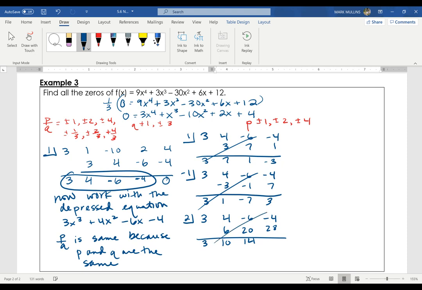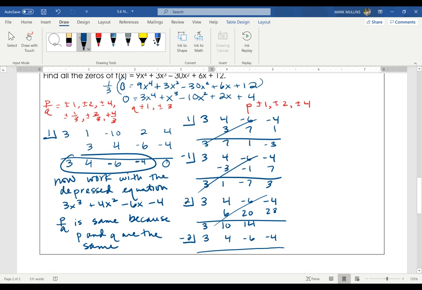Nope, this one's not going to work either. How about negative 2? What's nice is if you don't erase, then you can always look back and try to find a mistake. So let's see, 3, running out of space here. Negative 6, let's see, this is negative 2, 4, negative 2, 4, 0. Finally. So now we have a new depressed equation.